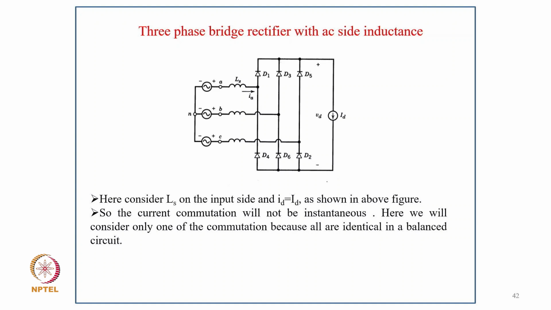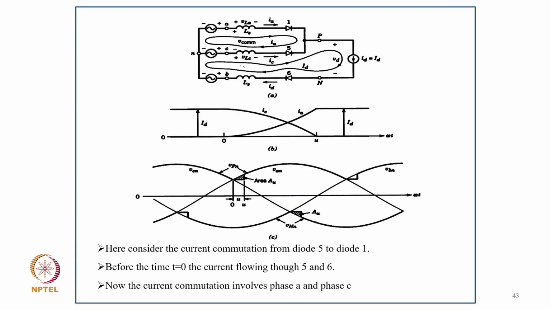Now coming to the 3-phase rectifier with a large AC-side inductor to behave as a current source. Here we consider Ls on the input side and small i equal to capital I, as shown in the figure, so the current commutation will not be instantaneous. Hence we will consider only one commutation, because all are identical in a balanced circuit. These are typically because of source impedance: one current goes down and another comes up, and the total current remains still in the load ID, and you have a small area during the overlap angle which you lose out in output voltage.